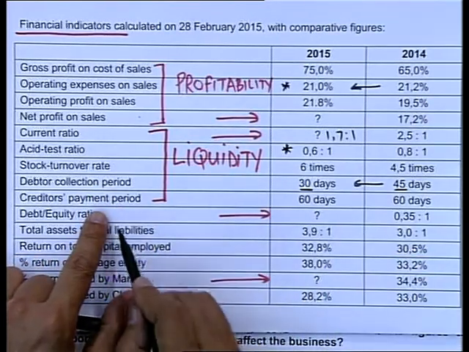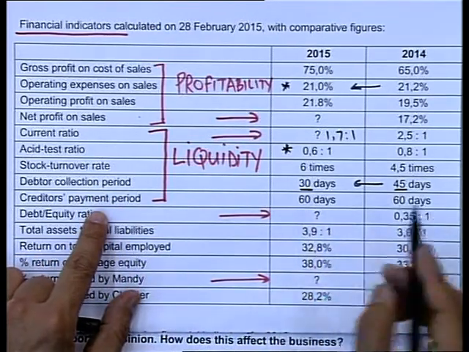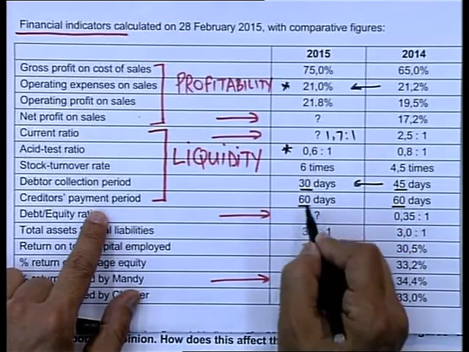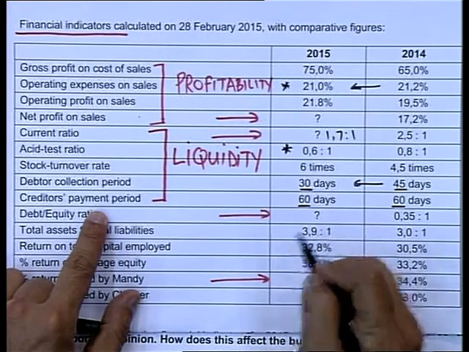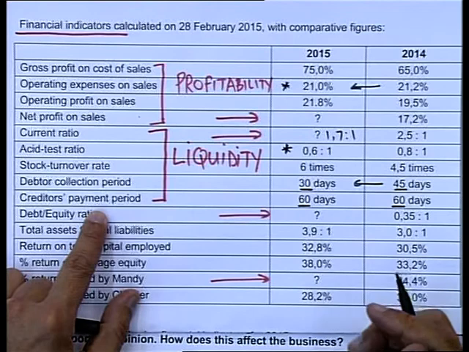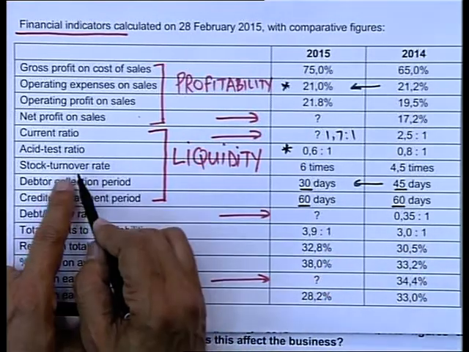The same with the creditors' payment. Last year we took 60 days to pay, right? This year we're taking 60 days to pay as well, okay? We want to try and delay the payment for as long as possible. Okay, so there's nothing wrong with that. Then the stock turnover.